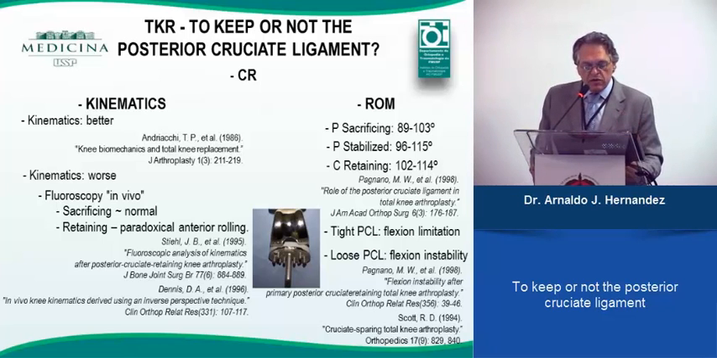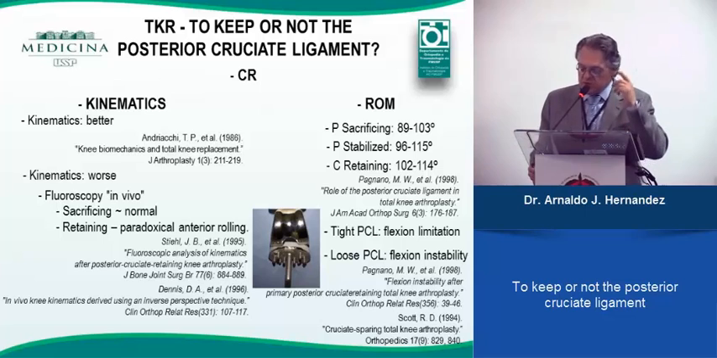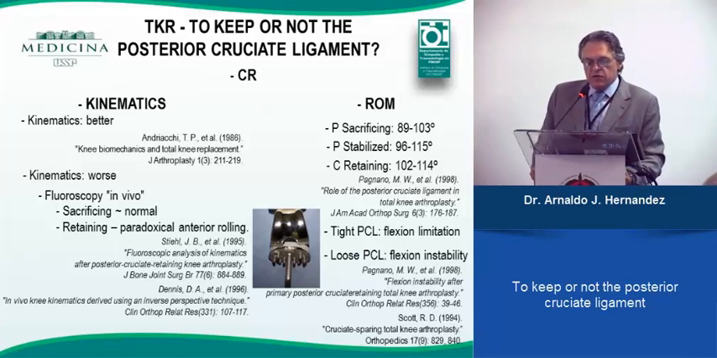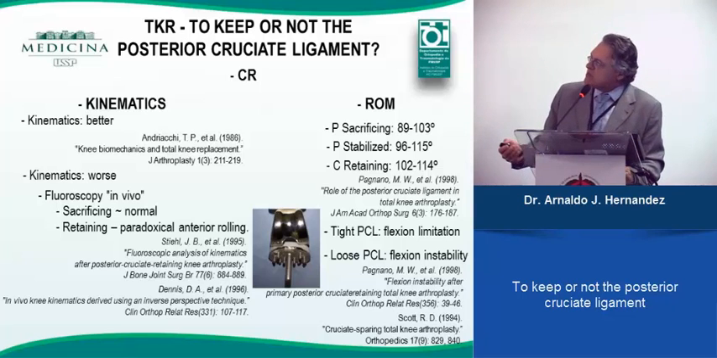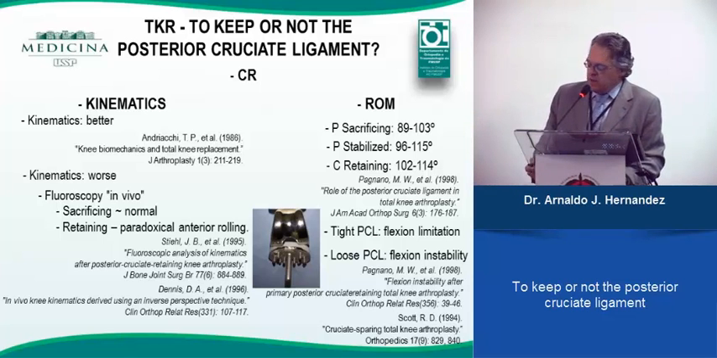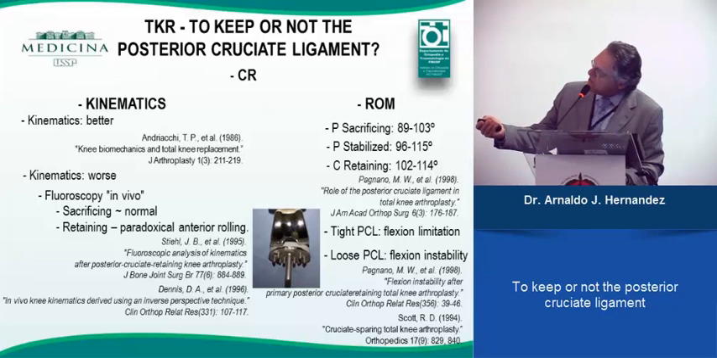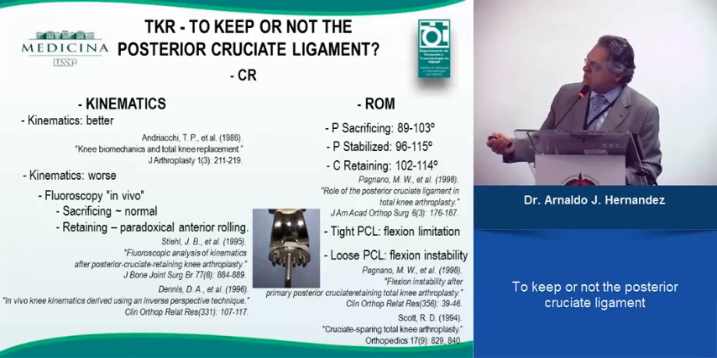We have a paradoxical anterior rolling. And if the PCL is loose in this kind of design, you have wear, especially in the anterior part of the polyethylene, which I will show in the next slide a little bit better. If you go to the range of movement, comparing sacrificing the cruciate, posterior stabilized, and cruciate retained, the range of movement is almost the same in this design. There are some studies showing this, although there is a slight tendency to a little more range of movement in the PS knee. As I said, if the PCL is tight, you have an important limitation of flexion, and if it's loose, you may have a flexion instability, which may cause important wear in the anterior part of the polyethylene.